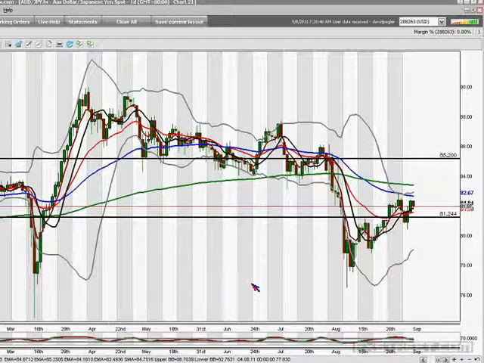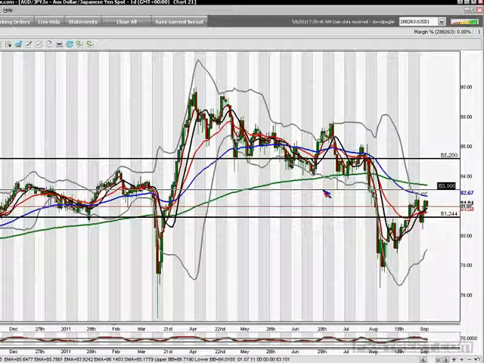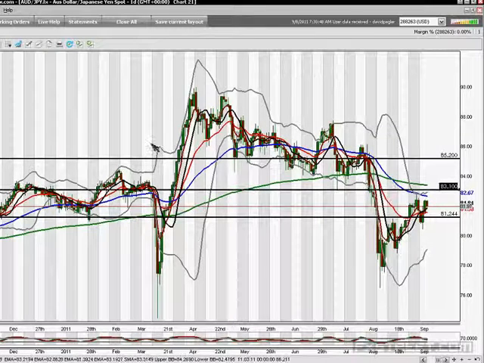If anything, we can probably take a horizontal line here and say, look, 83 has been monumentally important. Well, we're going to try to figure it out. I mean, it all just depends what you're looking for in terms of a trade.